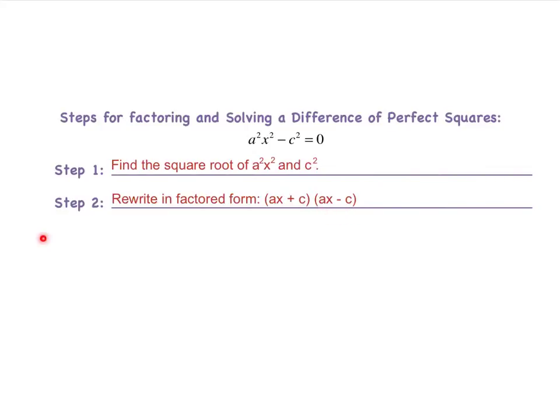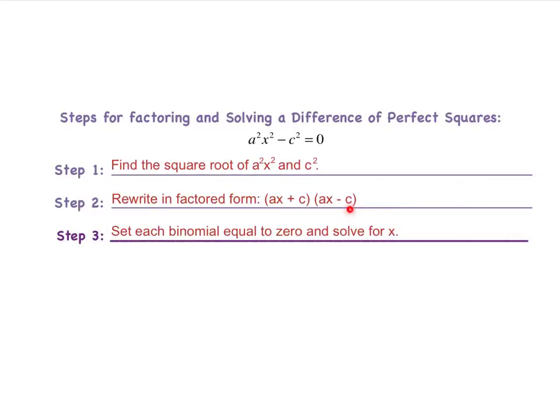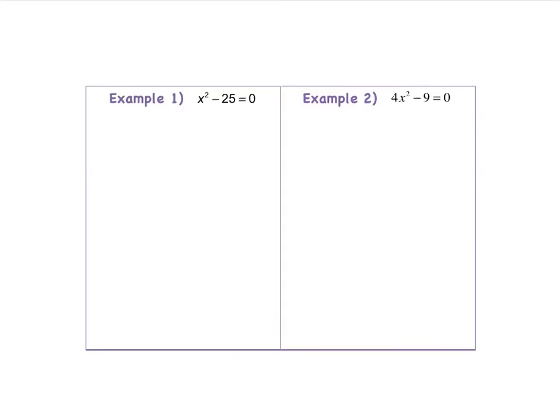And I almost forgot about step 3. After you've got it in factored form, set each binomial equal to 0 and solve for x. Now, let's do an example. In example 1, we have x squared minus 25 equals 0. Step 1 is to take the square root of this term and the square root of this term. As you can see, the square root of x squared is x, and the square root of 25 is 5. So now we move on to step 2, which is to rewrite this in factored form.